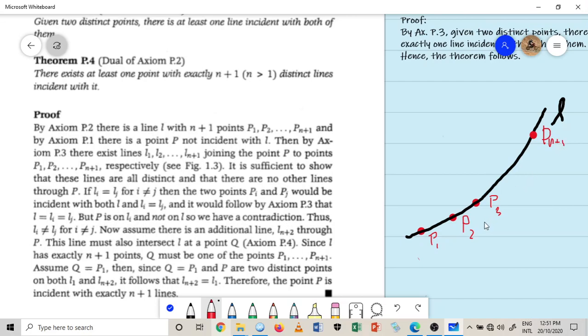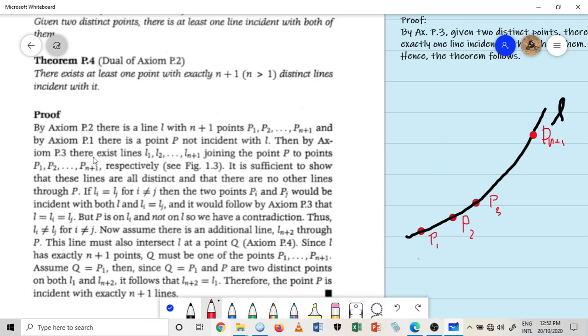Okay, now it is important to note that these points must be distinct. Otherwise, L would contain less than n plus 1 points if two or more of these points are just the one and the same, meaning there would be less than n plus 1 number of points. So each of these points would be different from the rest of the points on L.